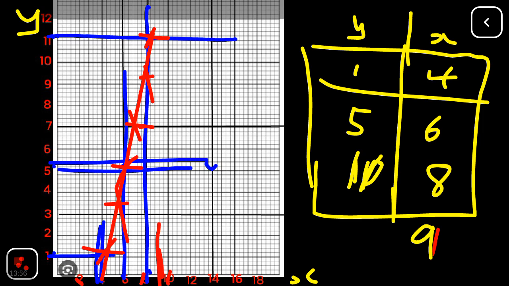So if we're comparing 9 and 8 here, this is 8 and this is 9. 9 is actually the middle of these guys, right? So this is it and this is it. So 9 is the middle, so you pick it there.